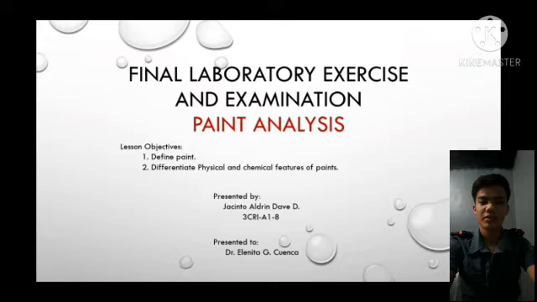Paint analysis. The lesson objectives are: define paint, and differentiate the physical and chemical features of paint. In my presentation, I will also discuss the nature, purposes, and types of paint, the physical and chemical features of paint, the methods of collection of paint evidence for questioned samples and known samples, and the importance and value of paint analysis in criminal investigation.